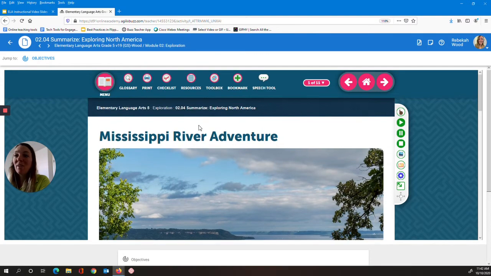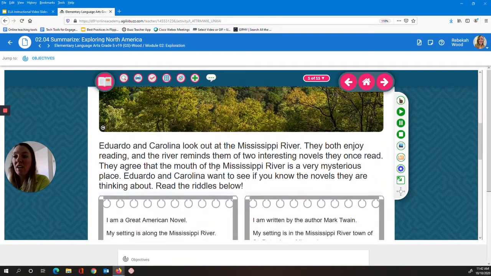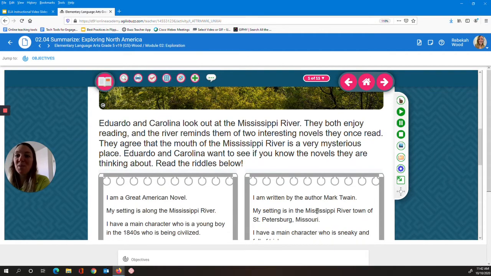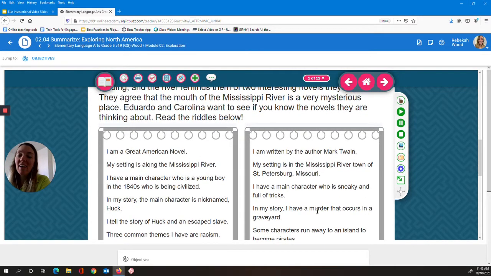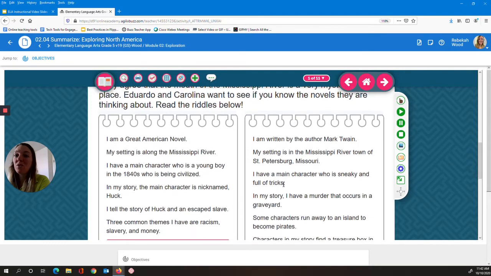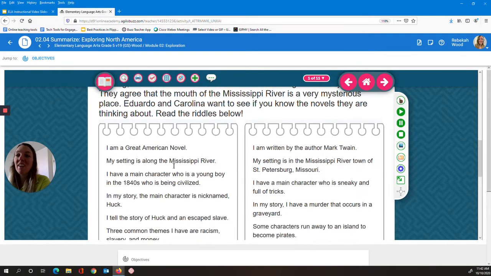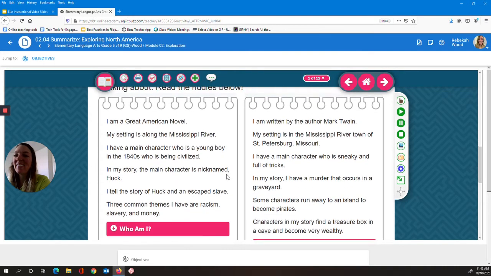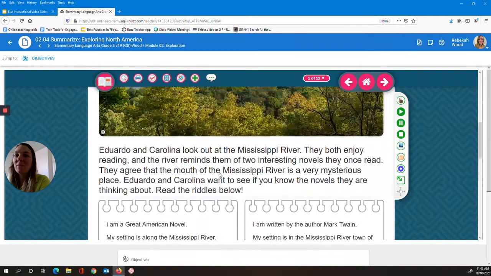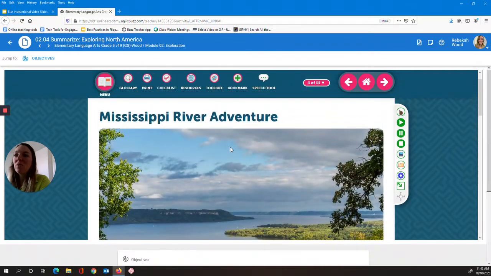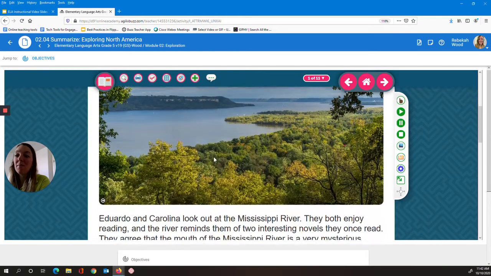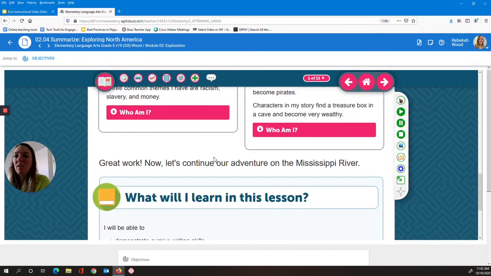So this is pretty fun, Mississippi River Adventure. It actually has some clues here to two different books that are written by Mark Twain: The Adventures of Huckleberry Finn and The Adventures of Tom Sawyer. And if you guys haven't read those, they're really fun books to read with your family or to get an audiobook and listen to. They're really fun. I just gave away the answer, but hopefully you already did it, where there's some tips of these books. So those are fun ones to read. This week, Exploring North America is exploring Mississippi, and this lesson talks about Jackson, Mississippi.